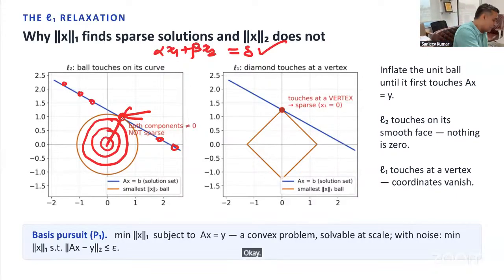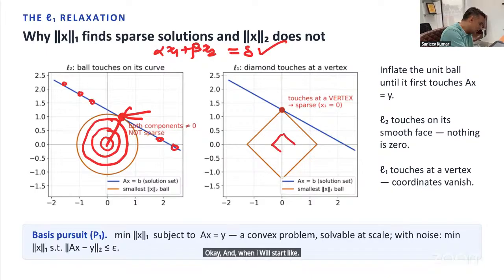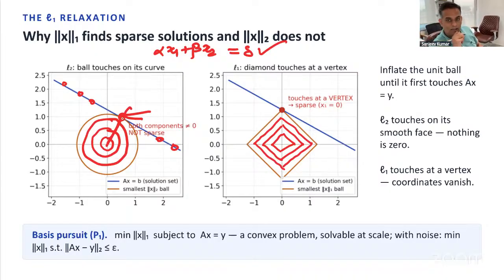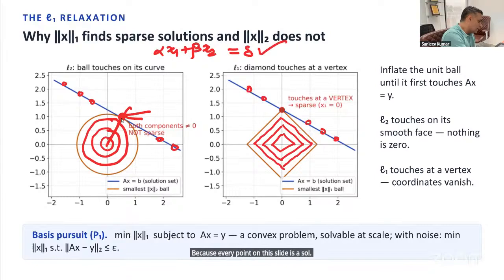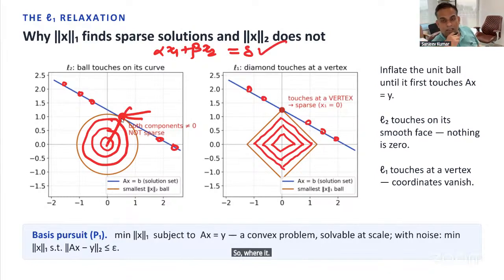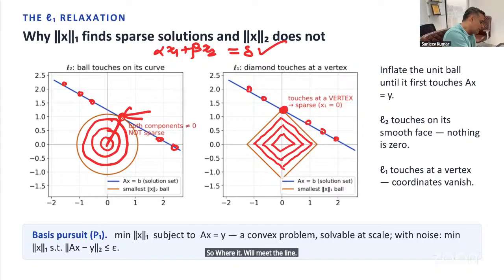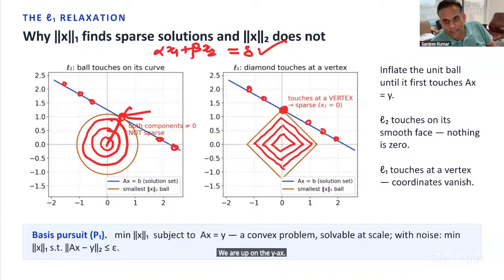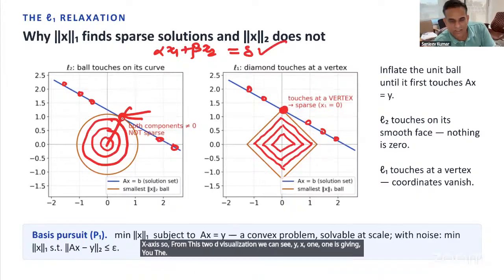Okay. And when I will start like this, like this, like this, what will happen? Because every point on this line is a solution. So where it will meet the line? It will meet at x, at where, on the y-axis or x-axis. So from this 2D visualization, we can see the L1 norm of x is giving you the sparse solution.